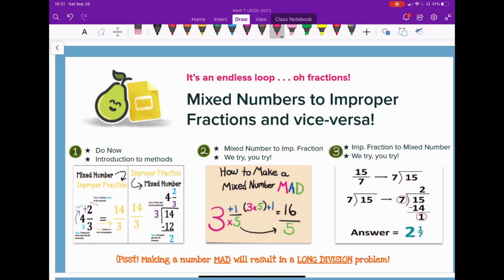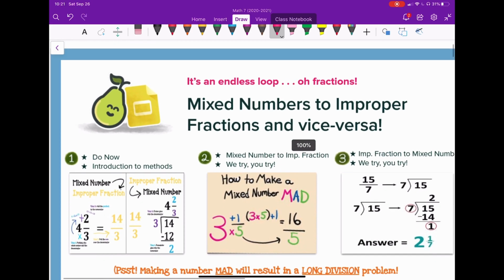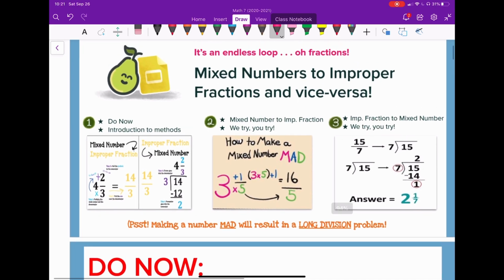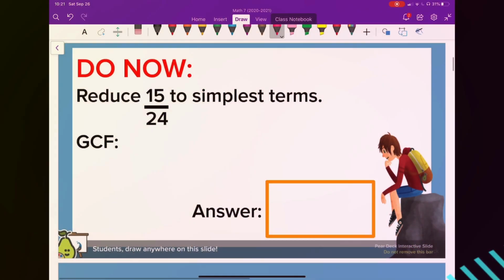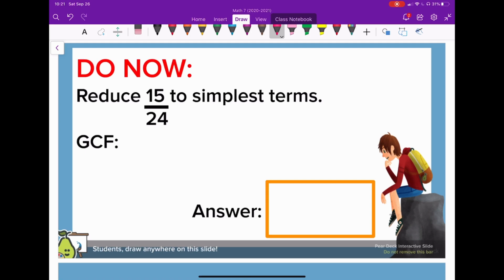Hi guys, so today we're going to be going over lesson 1.2, converting fractions from mixed numbers to improper fractions and all the way around. First thing we did in class was a do now, which consisted of you reducing the fraction 15 over 24 to simplest terms. In other words, we're finding an equivalent fraction.